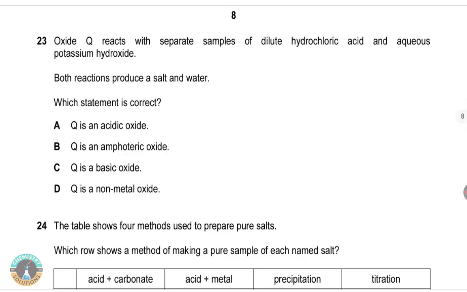Oxide Q reacts with separate samples of dilute hydrochloric acid and aqueous potassium hydroxide. Both reactions produce salt and water. The major clue is given in the statement: Q reacts with separate samples of dilute hydrochloric acid and aqueous potassium hydroxide. So Q is reacting with both acid and alkali, and if it reacts with both, we call it an amphoteric oxide.